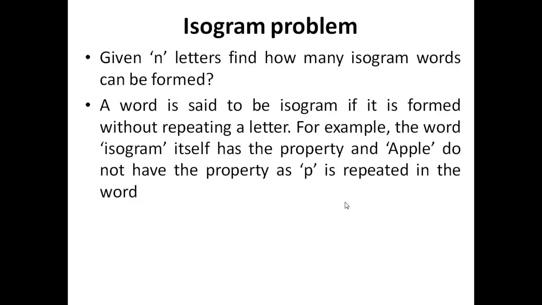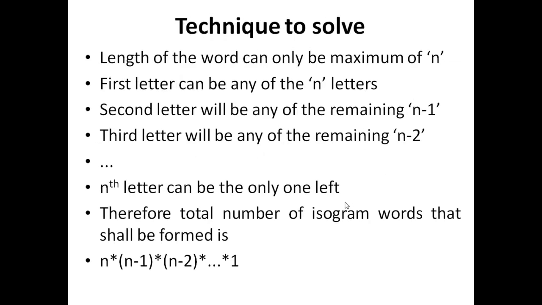For example, we take apple, the letter P is being repeated again, so it is not an isogram. So we have to be very meticulous in choosing the words which don't have the letters being repeated, so that words can be termed as isogram. So how do you solve this problem of finding the isogram words?